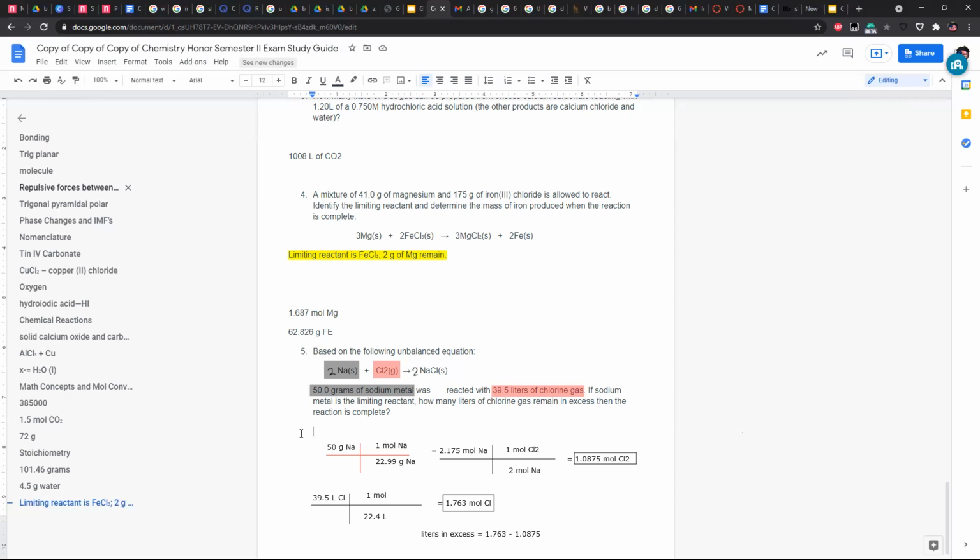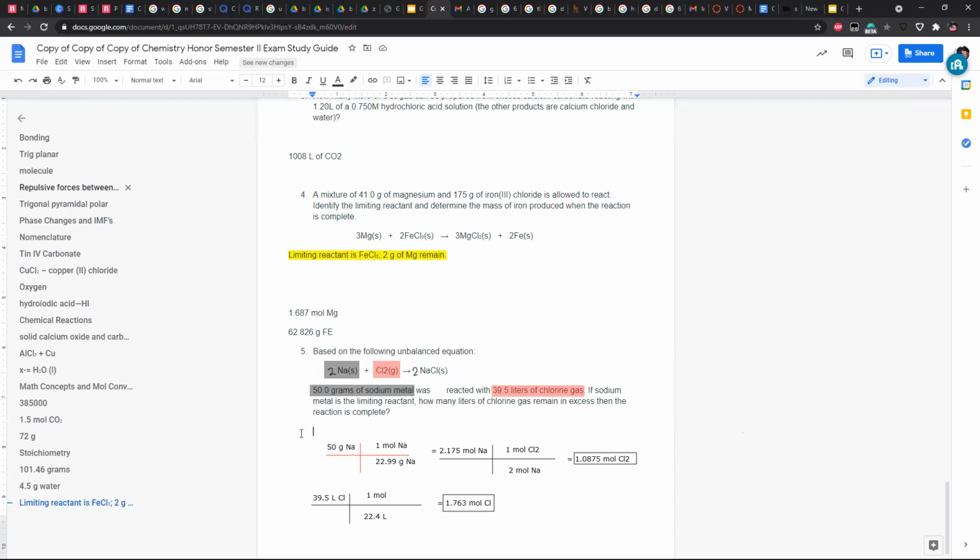We get a result of 0.6755 moles in excess. Oh, hang on a second. Sorry. We need to convert this back to liters to get the number of liters in excess.